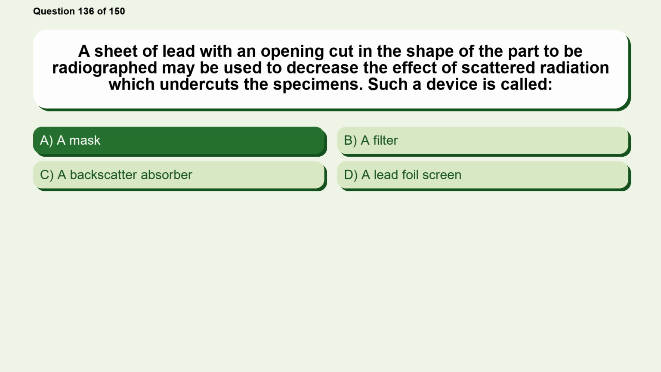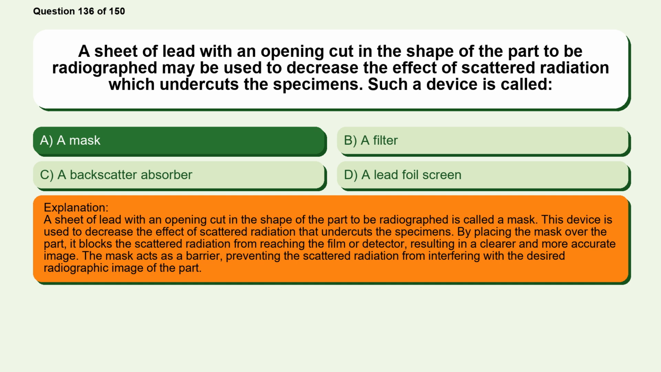A mask. A sheet of lead with an opening cut in the shape of the part to be radiographed is called a mask. This device is used to decrease the effect of scattered radiation that undercuts the specimens. By placing the mask over the part, it blocks the scattered radiation from reaching the film or detector, resulting in a clearer and more accurate image. The mask acts as a barrier, preventing the scattered radiation from interfering with the desired radiographic image of the part.